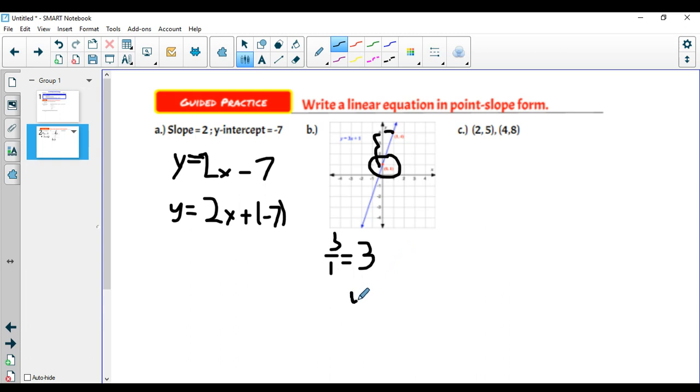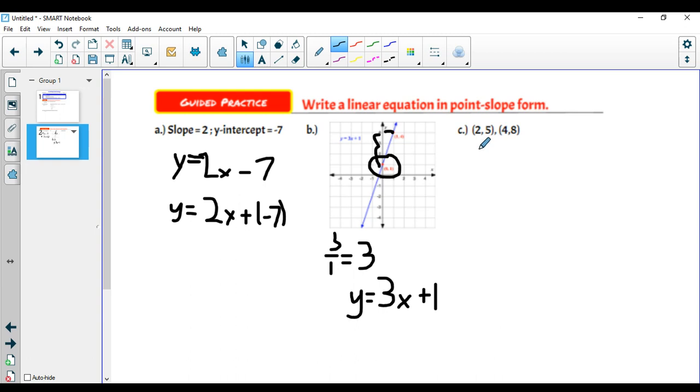So I can write my equation as y equals 3x, my slope, times x. And then I add my y-intercept, which is 1. So that'd be plus 1. So y equals 3x plus 1. Okay, now go ahead and try C. C is going to be like the example I have up above if you need to look at that. Okay, now that you're done with C, why don't you check your answer?